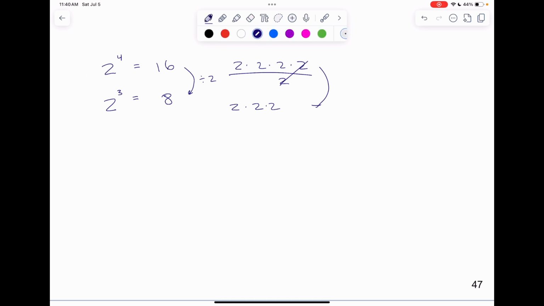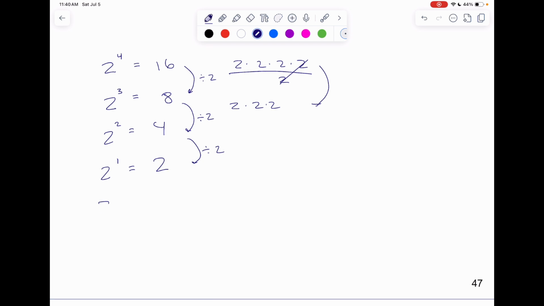Let's talk about going in the opposite direction. What if I had 2 to the 2? Well, that'd just be 8 divided by 2. That's 4. Yes, that is what 2 to the 2 is. How about 2 to the 1? Well, that would just be 4 divided by 2. That's 2. That checks out.